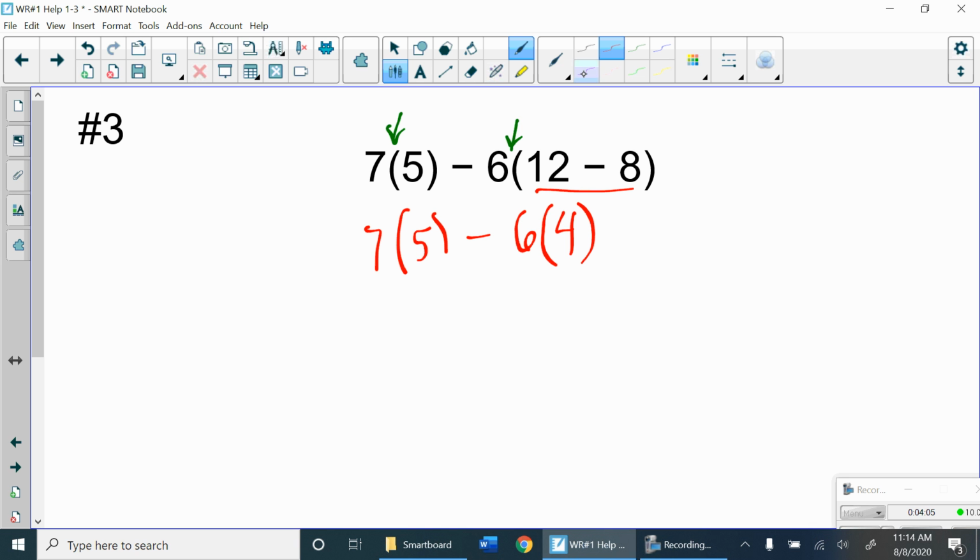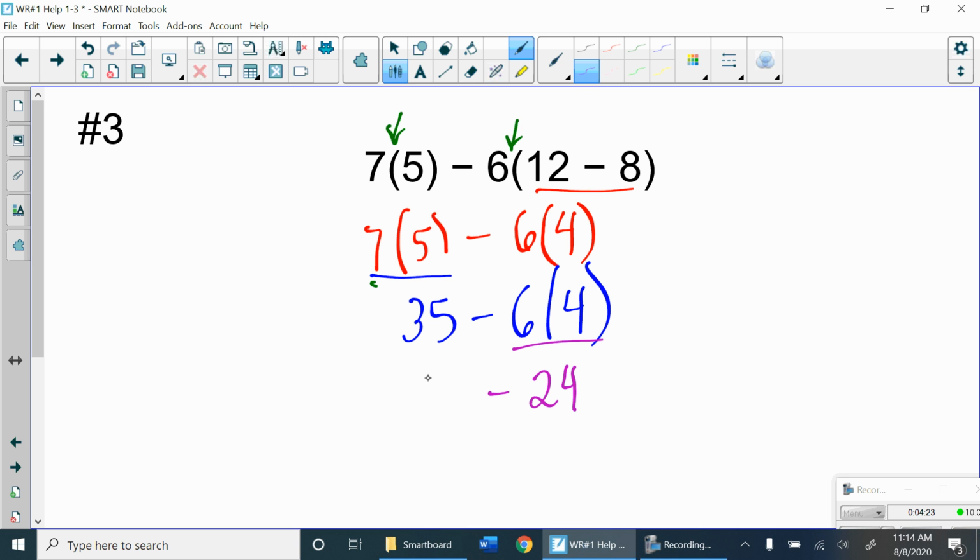All right, now we have 2 multiplications and then a subtraction sign. So we need to do multiplication first. That's 35 minus 6 times 4. And then we can do 6 times 4 is 24. Drop down the minus sign and the 35. And again, if you need to do the work on the side, you certainly can. My final answer is 11.